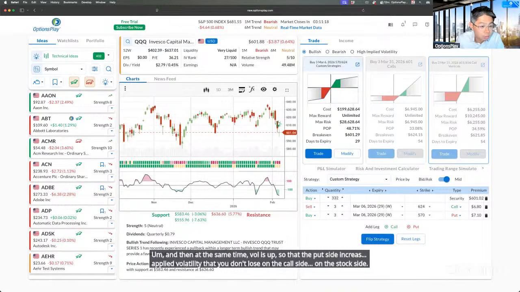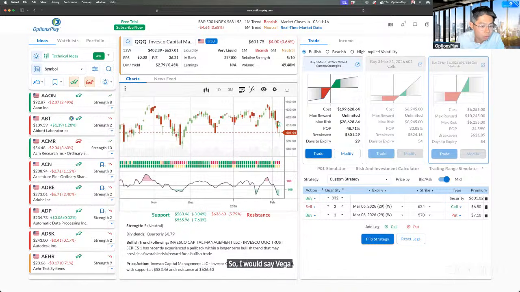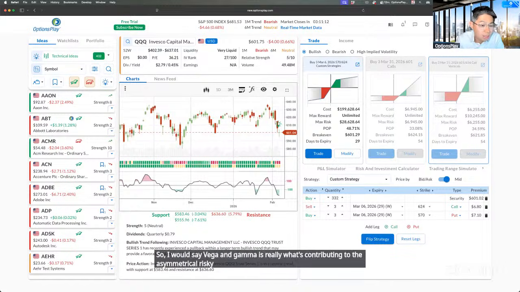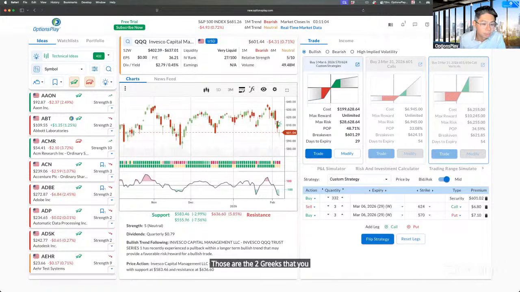So I would say Vega and Gamma is really what's contributing to the asymmetrical gain that you're getting on this synthetic straddle. Those are the two Greeks that you would be looking at.